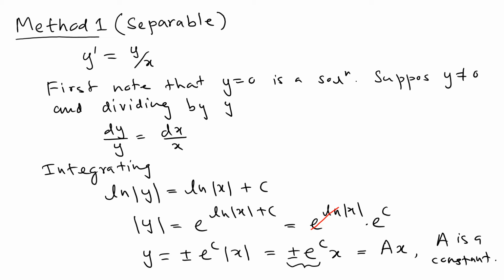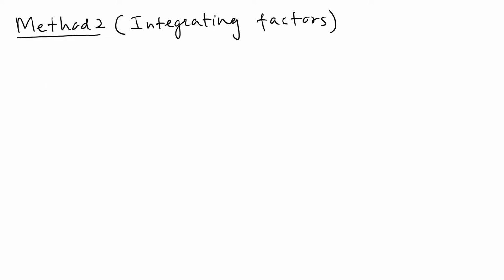Let's look at the next solution, which uses the integrating factor method, and you can see why we can use it. So we have y prime equals y over x, and if you bring all the terms to one side, we have y prime minus y over x equals 0, and you can see that this is a first order linear differential equation. In this problem, p of x is equal to negative 1 over x.